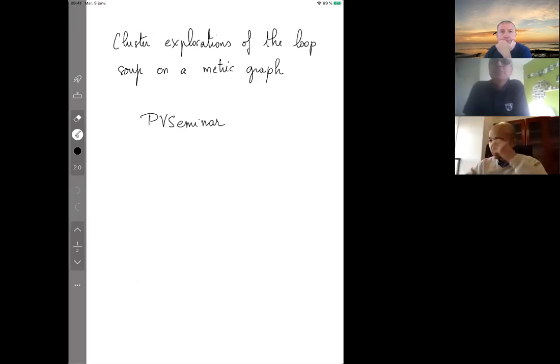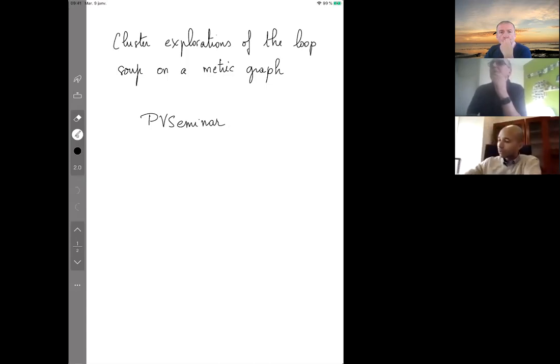All right, so I want to talk about a recent work on loop soup on a metric graph. I will be actually interested in the Markov property of a loop soup at a critical intensity, which is 1/2, and for which the loop soup is related to the Gaussian free field. So first I will introduce the model.